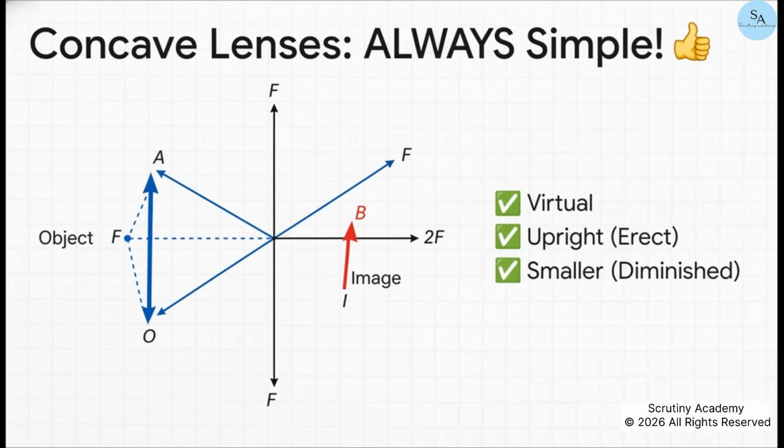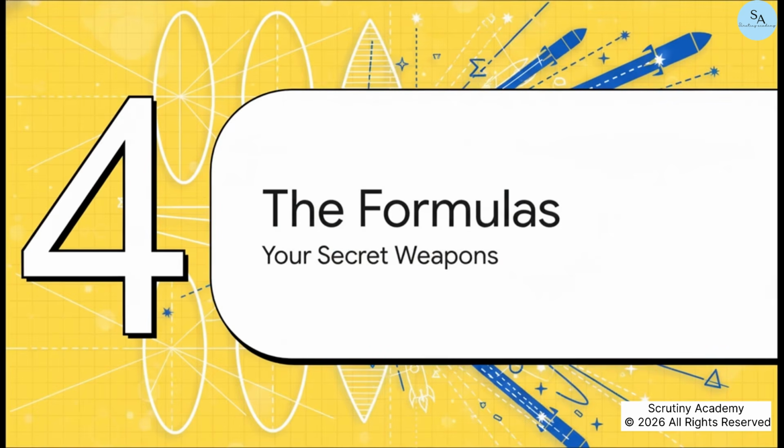And now for the good news. Concave lenses are super simple. They're totally predictable. It doesn't matter where you put the object, a concave lens will always form an image that is virtual, upright, and smaller. Always.